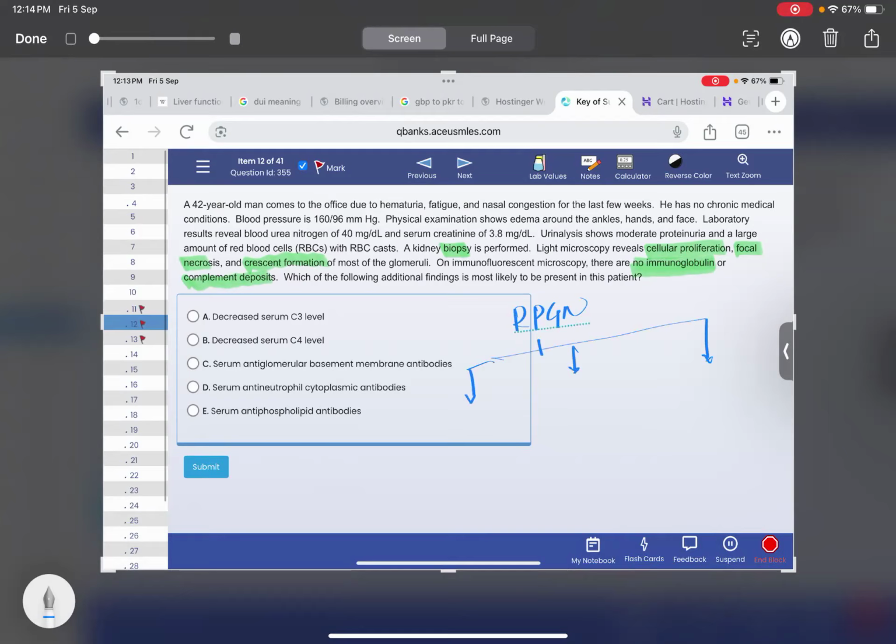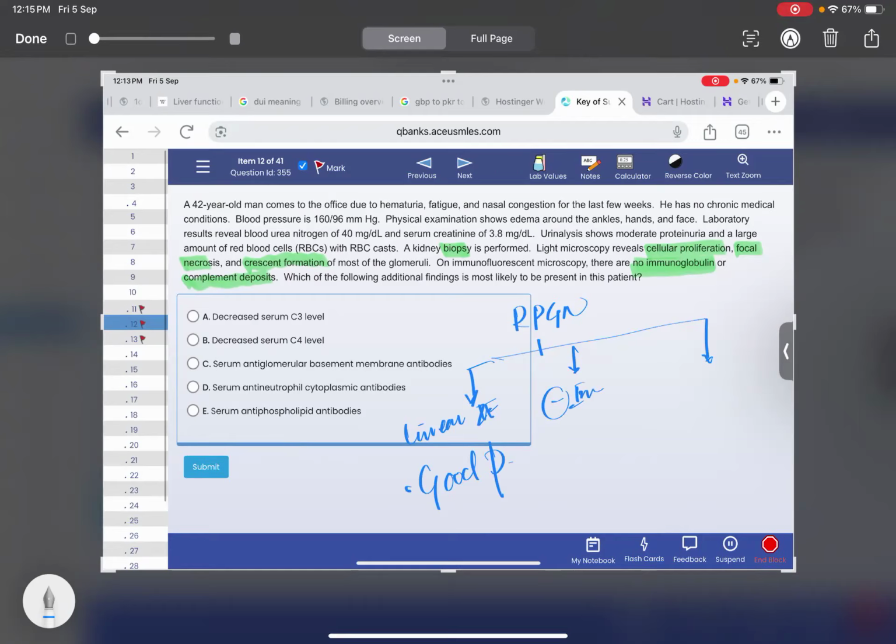Now we have to look into which of the following additional findings is most likely to be present. What are the diseases that lead to RPGN? Linear immunofluorescence, that is Goodpasture. What's the second one? Pauci-immune.